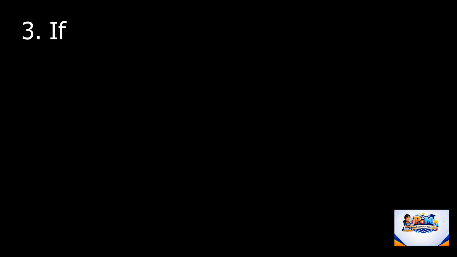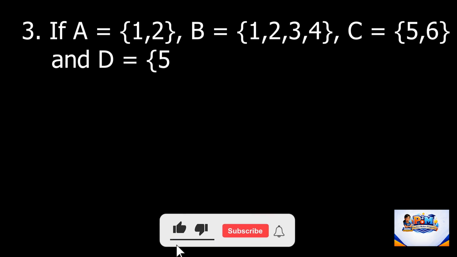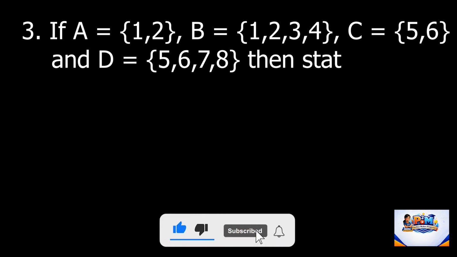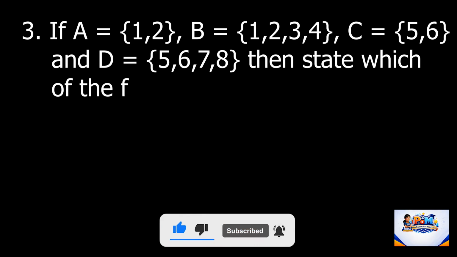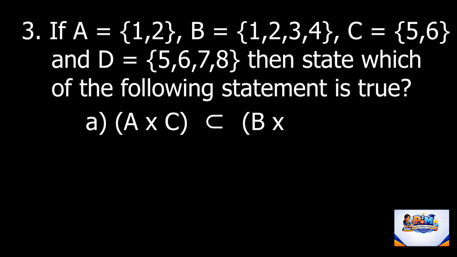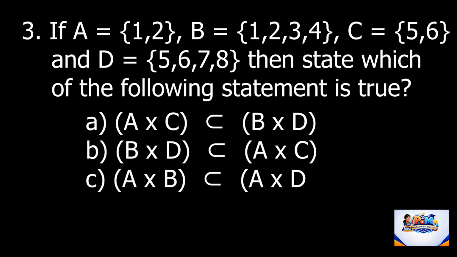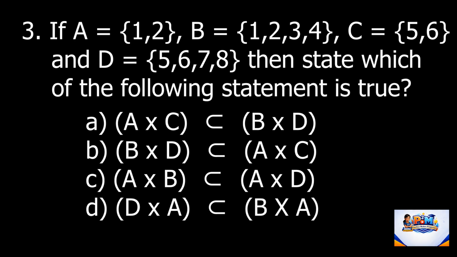Now the third question is, if A equal to the set 1, 2, B equal to the set 1, 2, 3, 4, C equal to the set 5, 6 and D equal to the set 5, 6, 7, 8, then state which of the following statement is true. Options are A cross C is the subset of B cross D. B cross D is the subset of A cross C. A cross B is the subset of A cross D. D cross A is the subset of B cross A.